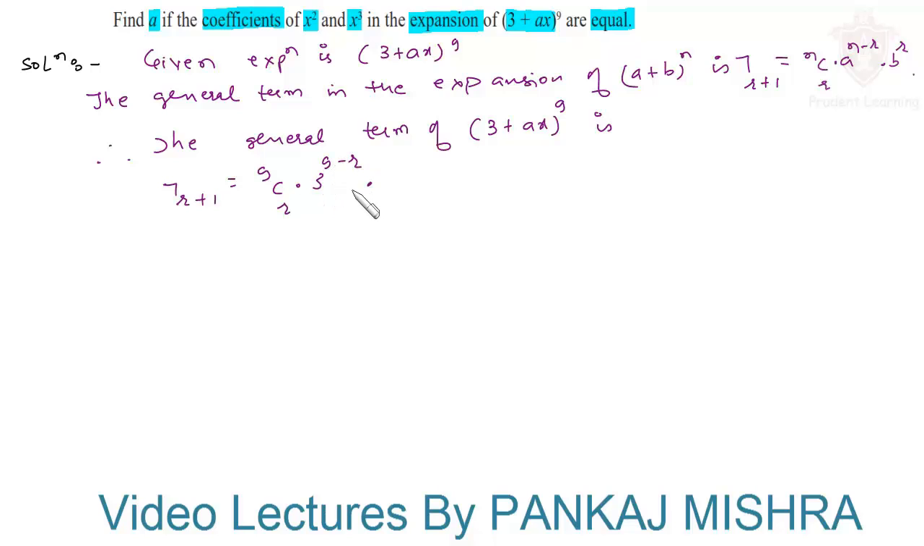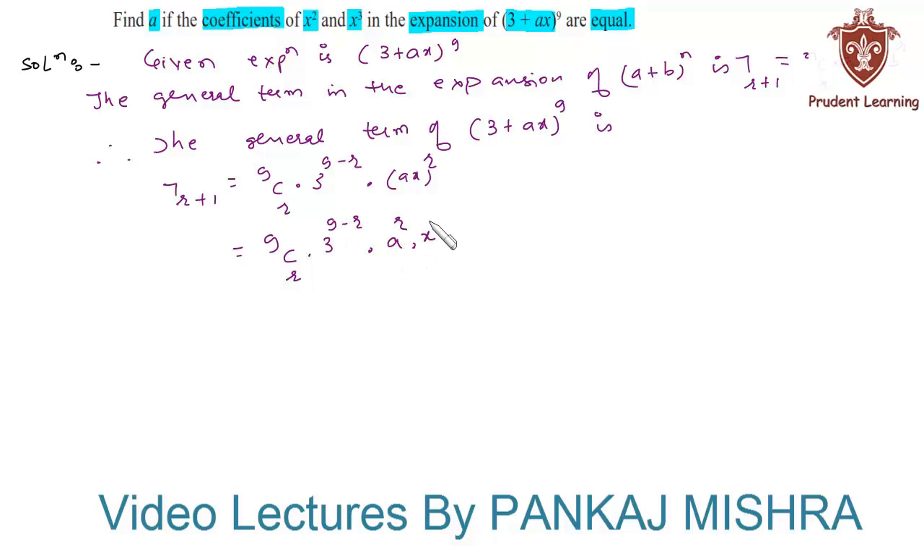to 9 minus r into (ax) whole raised to r, or we can also write it as 9Cr into 3 raised to 9 minus r into a raised to r into x raised to r. Therefore, the coefficient of x raised to r in the general term is given by 9Cr into 3 raised to 9 minus r into a raised to r. Similarly, we can find the coefficient of x square and x cube. If you substitute r equal to 2 here, then you will get the coefficient of x square, and on substituting r equal to 3 here, we will get the coefficient of x cube.